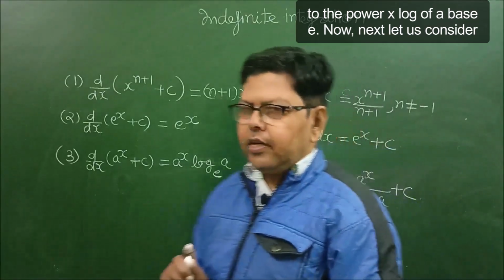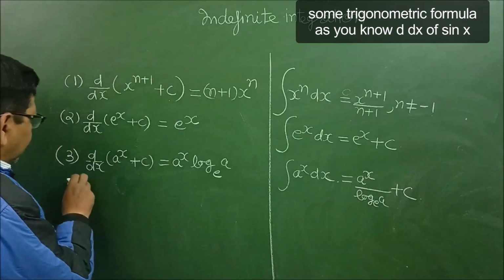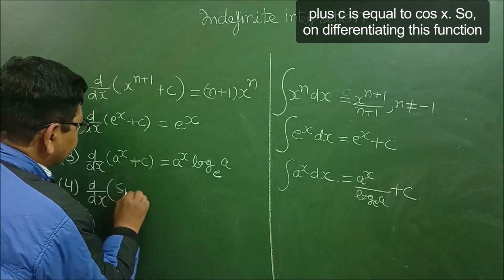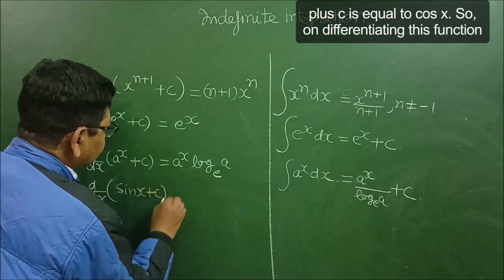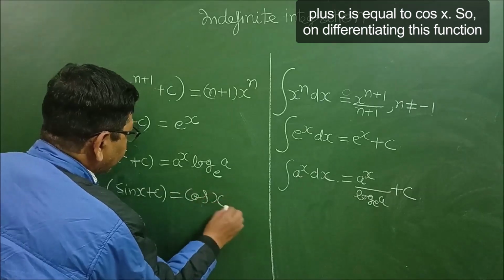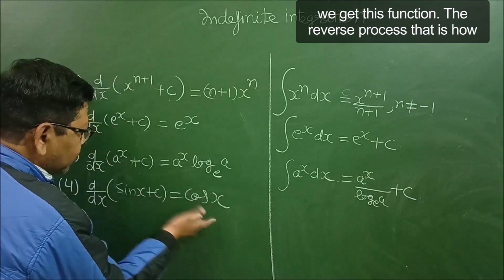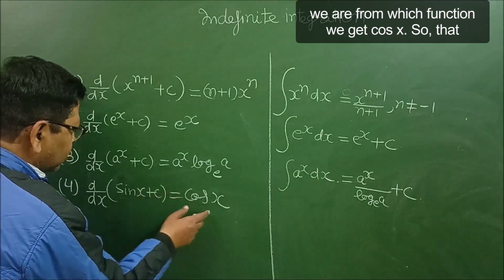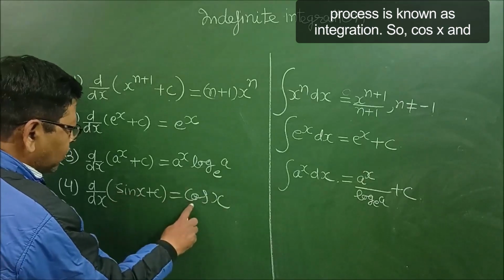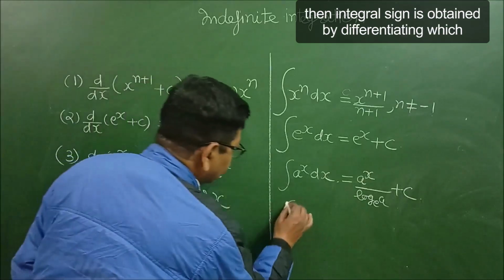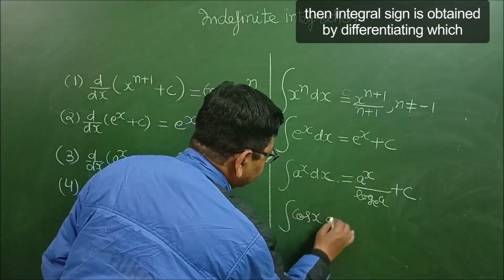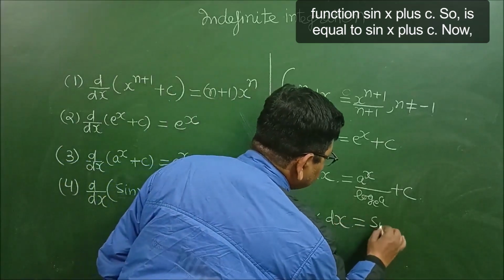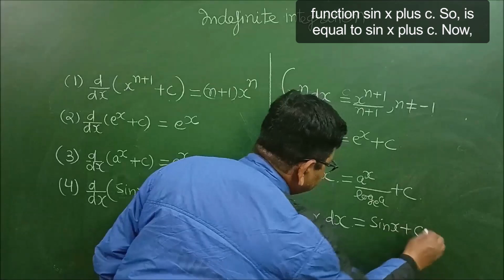Now next, let us consider some trigonometric formulas. As you know, d dx of sin x plus c is equal to cos x. So on differentiating this function, we get this function. The reverse process, that is, from which function we get cos x, that process is known as integration. So integral of cos x dx is obtained by differentiating which function, sin x plus c. So it is equal to sin x plus c.